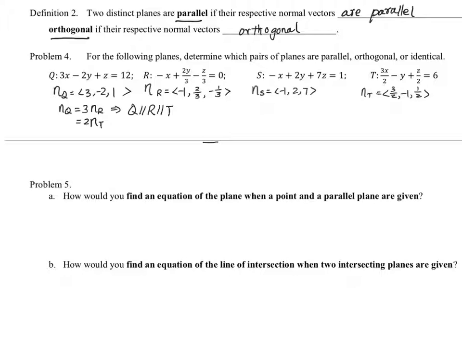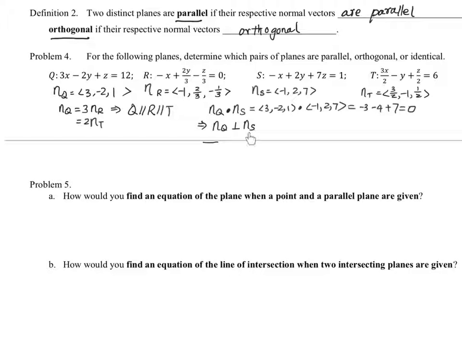Now, let's check one quick thing here. If we check NQ dot NS, let's look at the dot product of these 2 normal vectors. So that means 3, negative 2, and 1 dot negative 1, 2, and 7. Let's do the algebra. It will be negative 3 minus 4 plus 7, which is equal to 0. This means NQ is orthogonal to NS.